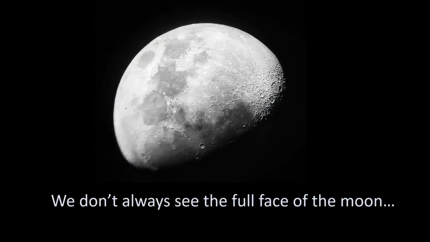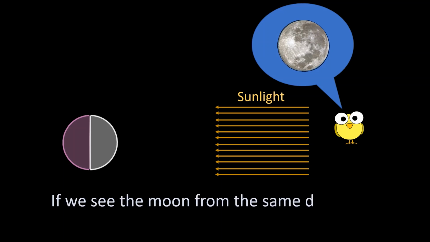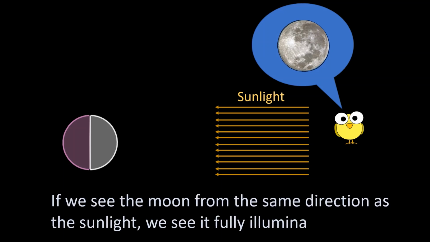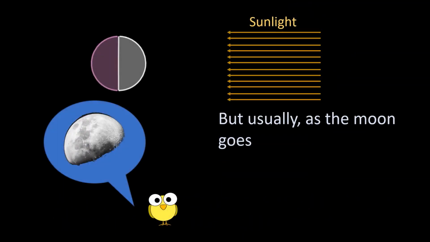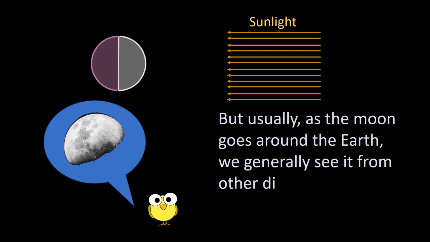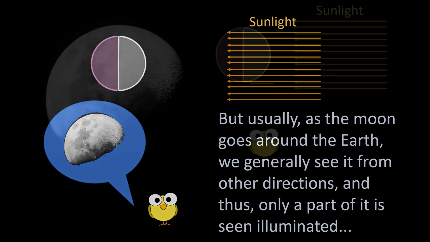We don't always see the full face of the moon. If we see the moon from the same direction as the sunlight, we see it fully illuminated. But usually, as the moon goes around the Earth, we generally see it from other directions, and thus only a part of it is seen illuminated.